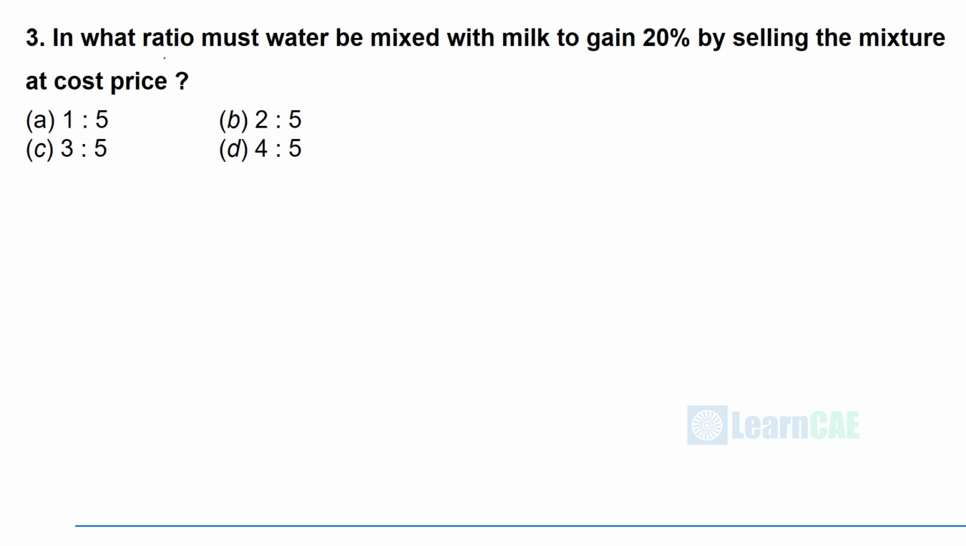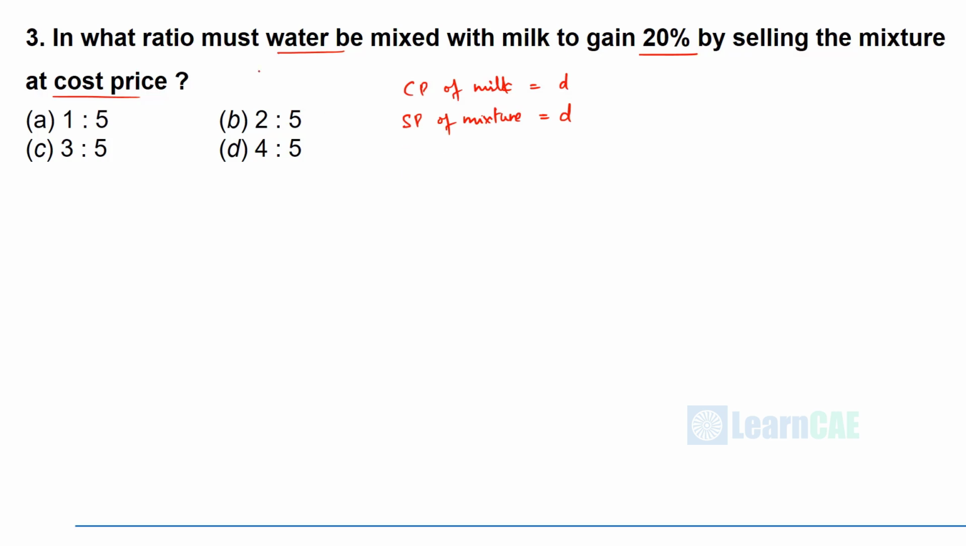Next question. In what ratio must water be mixed with milk to gain 20% by selling the mixture at cost price? So here note that the mixture is sold at the cost price of the milk. Therefore, you have to frame the inputs properly. Okay. Let us write the cost price of milk is equal to D. Next, this is equal to the selling price of mixture. Therefore, selling price of mixture, that is water and milk mixture, is equal to D, the same value.